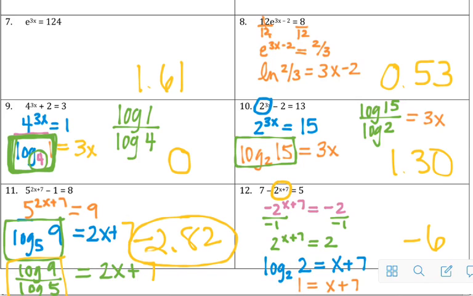Okay, the base is always on the bottom. It's in the bottom of the exponent here, it's in the bottom of the log here, it's in the bottom of this division here. So base is always on the bottom. So log of 1 divided by log of 4 should give you a 0. And then you just divide 0 by 3. 0 divided by 3 is 0 also. All right.